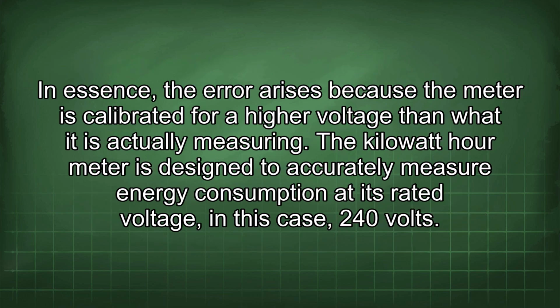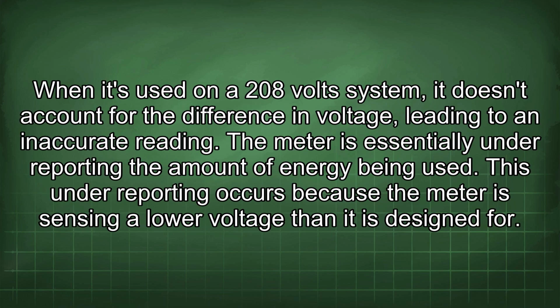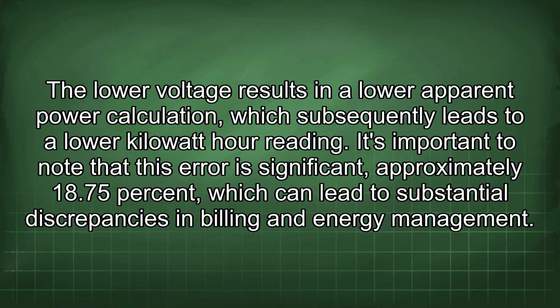In essence, the error arises because the meter is calibrated for a higher voltage than what it is actually measuring. The kilowatt-hour meter is designed to accurately measure energy consumption at its rated voltage, in this case 240 volts. When it's used on a 208 volt system, it doesn't account for the difference in voltage, leading to an inaccurate reading. The meter is essentially underreporting the amount of energy being used. This underreporting occurs because the meter is sensing a lower voltage than it is designed for.